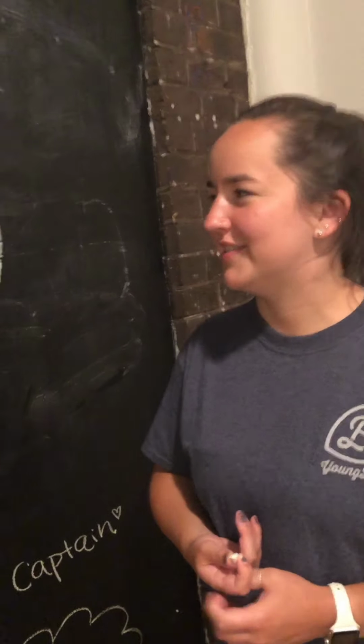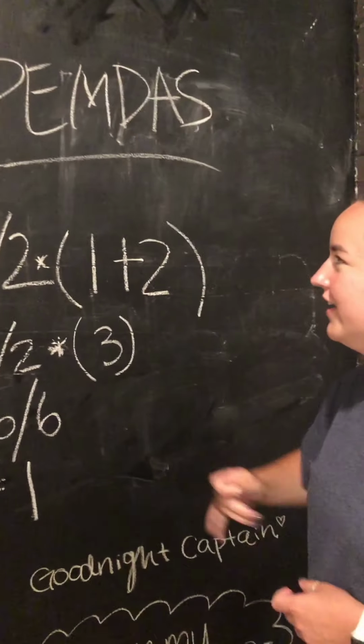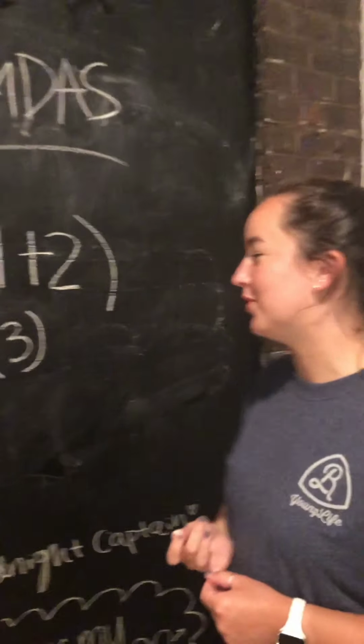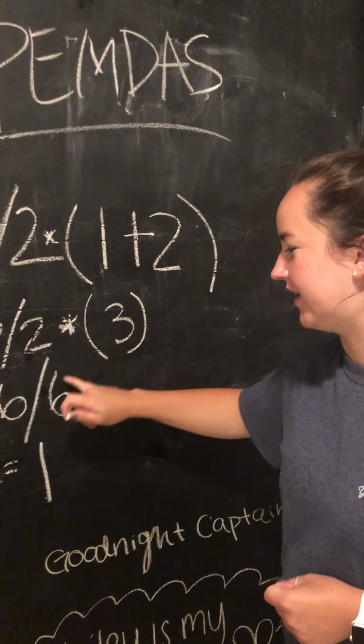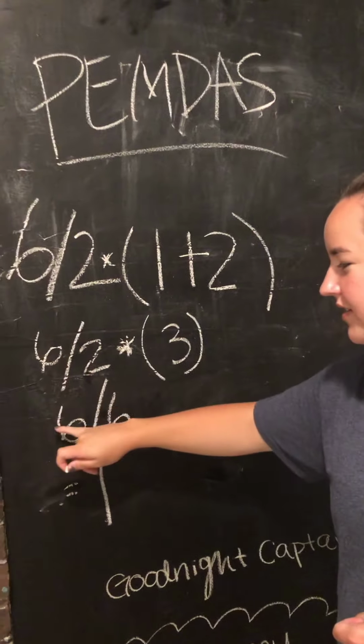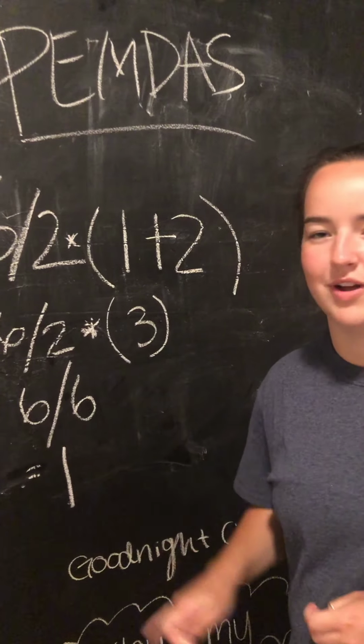And how did you get this problem, Kaylee? So first I did parentheses, so 1 plus 2 is 3, and then next I'm supposed to multiply. So I did 2 times 3, and I got 6, and then I brought down this 6 to have 6 divided by 6, so then I got 1.